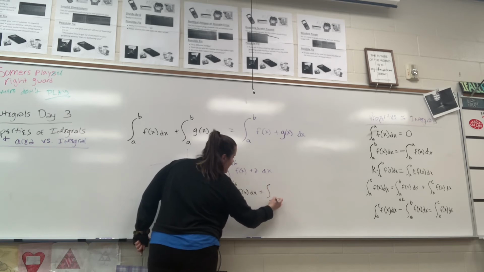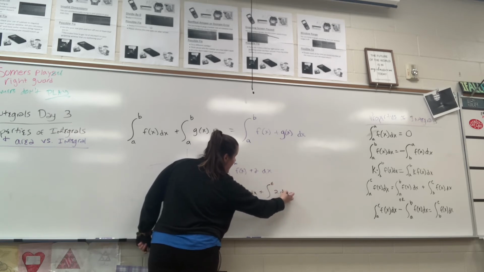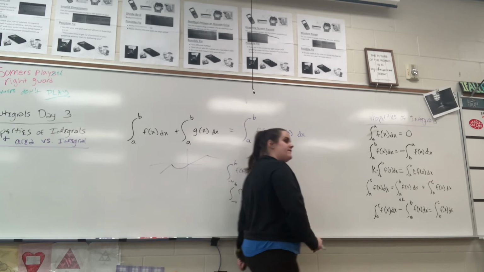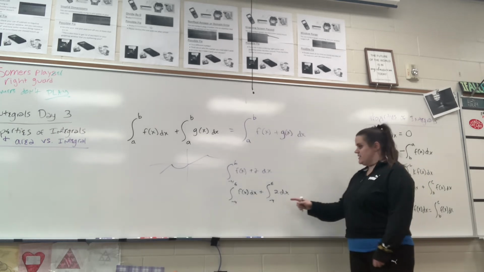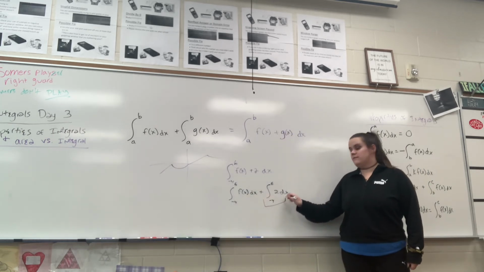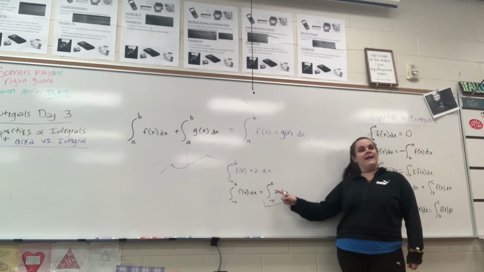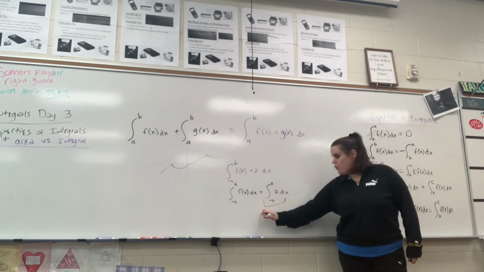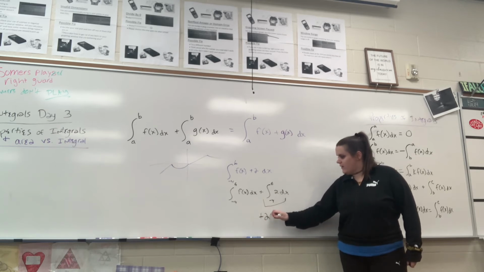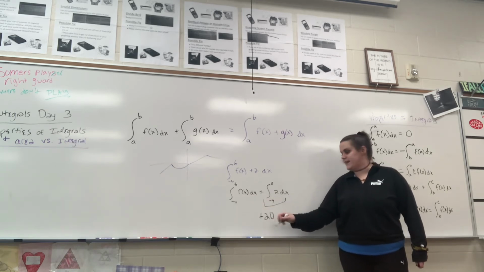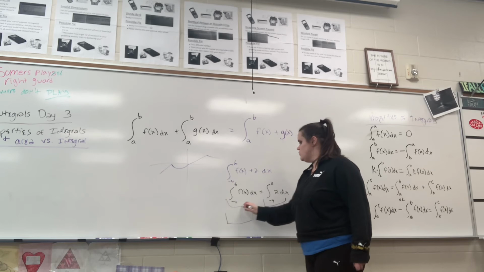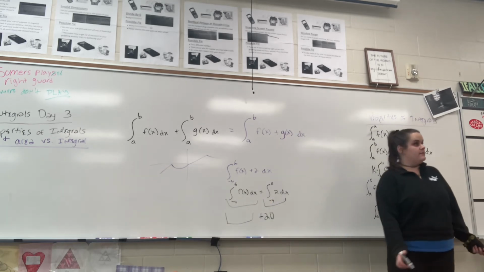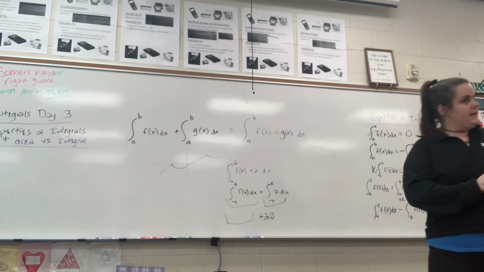Then what makes that nice is that this one is actually a really easy integral to find because it's just a rectangle, right? It's 10 wide and 2 tall the whole time. So you could have found your area of this and then just added 20 to whatever you got there. Does that make sense? Okay.